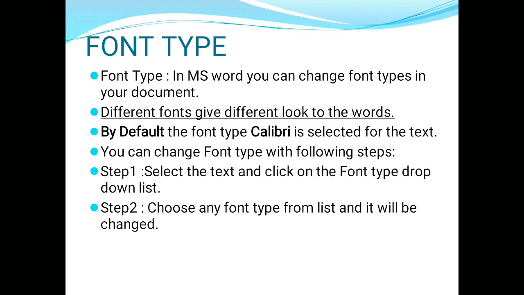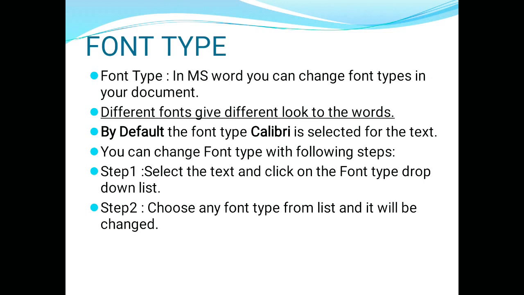Now how to do the steps? Let us do. First step is select the text and click on the font type drop down list. Now select the text, suppose I have written hello. Now I want to write hello in some different style, some different font type. So I will select it first and then I will click on the font type drop down list. I will choose whatever font type I would like to have and then it will be changed.